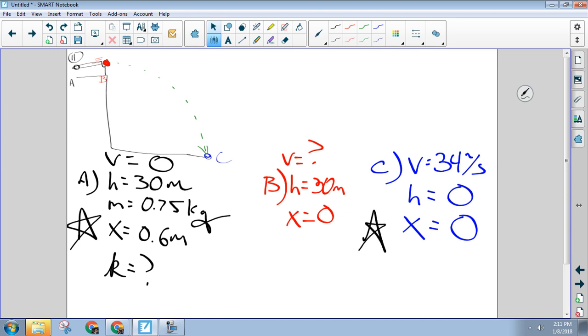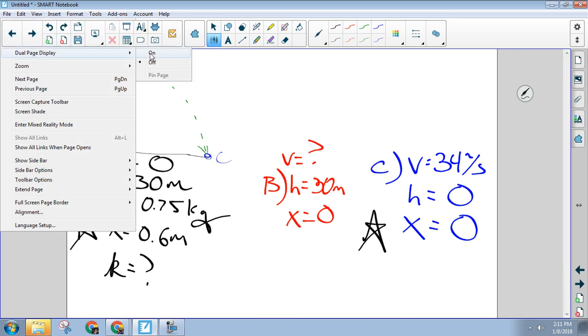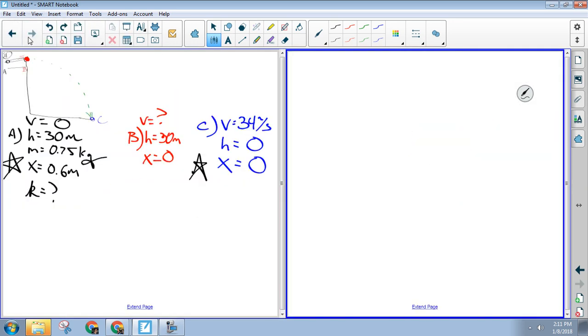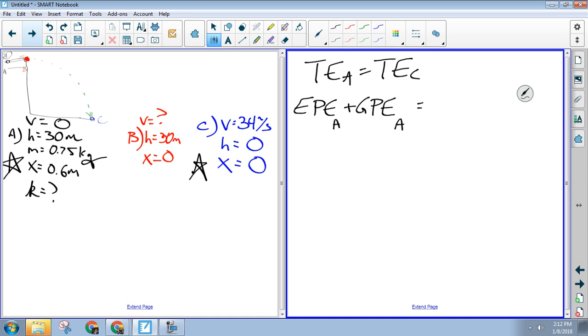So here we go. The total energy at point A has got to equal the total energy at point C. So at point A, we've got elastic potential energy and gravitational potential energy. That's got to equal the kinetic energy at point C, right?